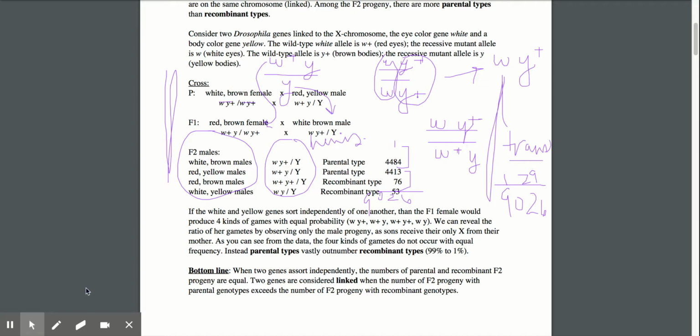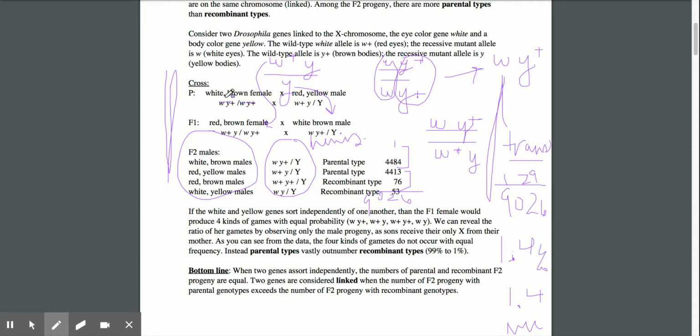So 129 divided by 9026 is 0.014. So I have 1.4% recombinants, or I have 1.4 map units. Okay, so that's how I can look at these 2-point test cross problems.